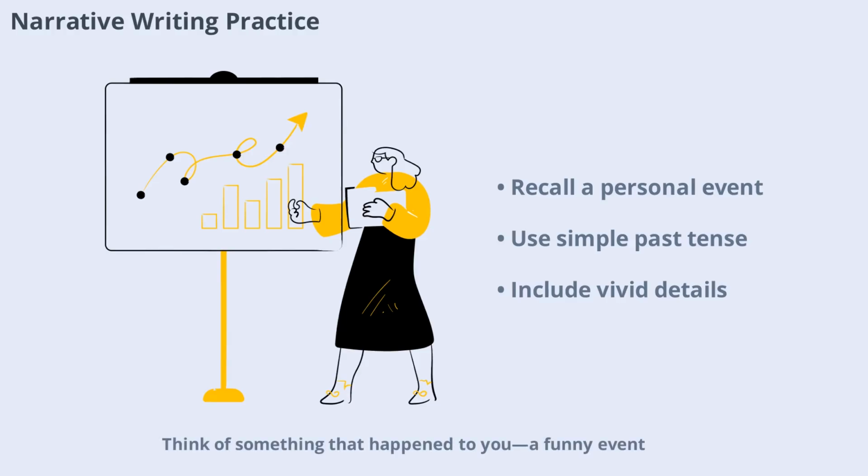Think of something that happened to you, a funny event, a happy occasion, or a memorable experience. Write 5 to 8 sentences telling the story. Focus on using the simple past tense and including details that make your story interesting and clear.